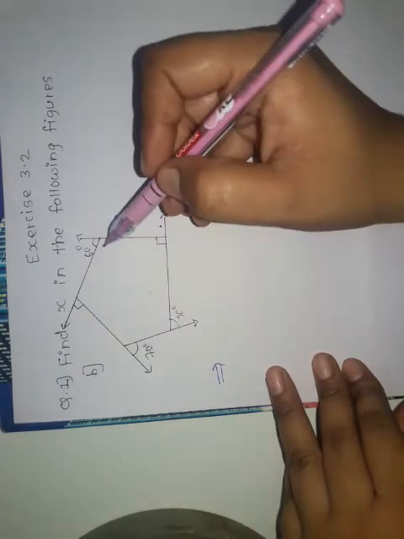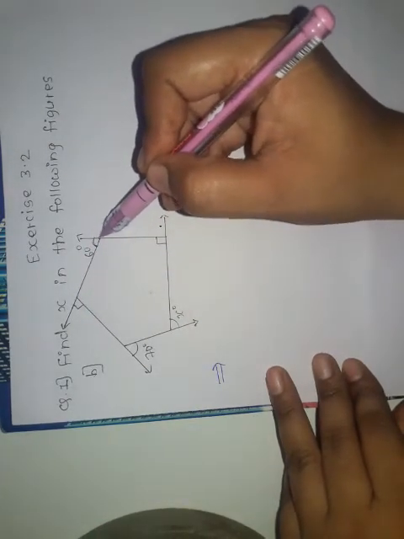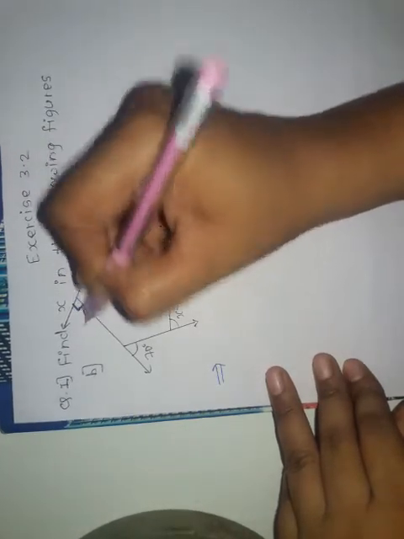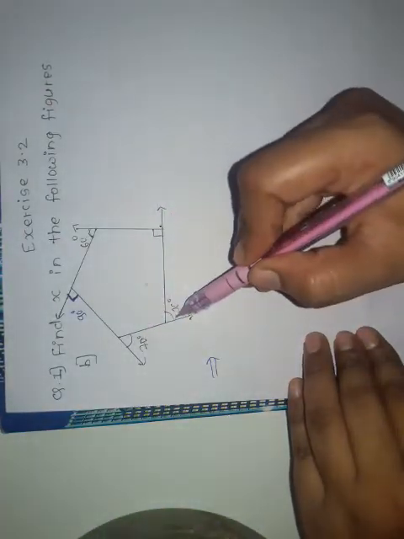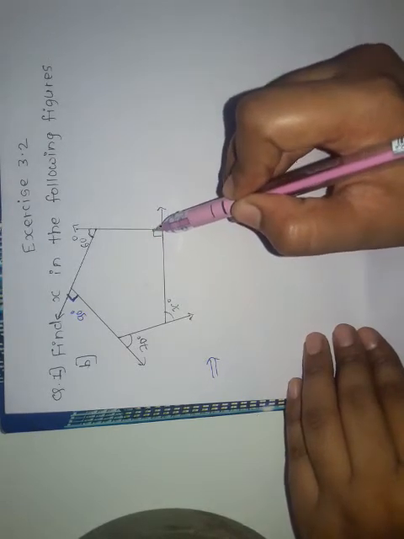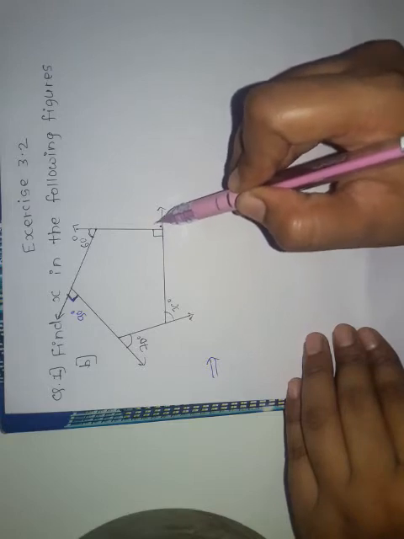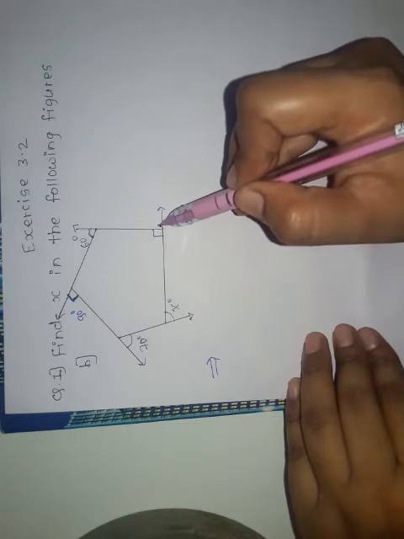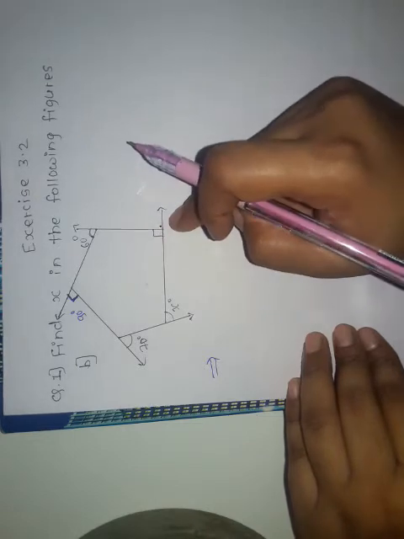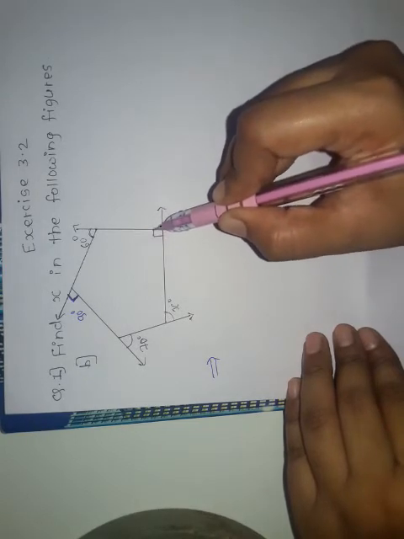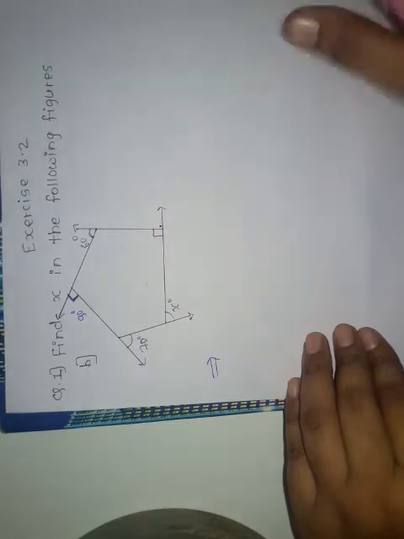See here, the angles are given to us. This exterior angle is 60 degrees, then this angle is 90 degrees, then this angle is 70 degrees. This angle we have to find out. Here this angle is 90 degrees, and we know that by linear pair this exterior angle is also 90 degrees, because the sum of a linear pair is 180 degrees. If this interior angle is 90 degrees, then this exterior angle is also 90 degrees.